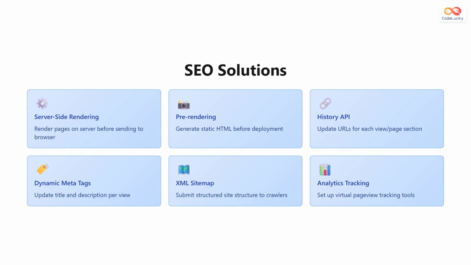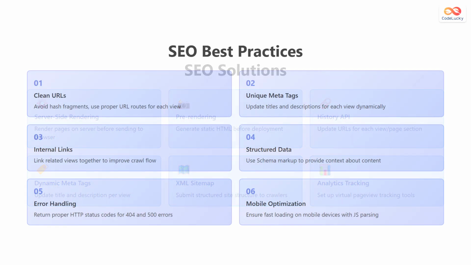Fourth, dynamic meta tags let you update titles and descriptions for each view. Fifth, submitting an XML sitemap tells search engines about all the different sections of your application. Sixth, proper analytics tracking setup helps you measure user behavior even without traditional page loads.